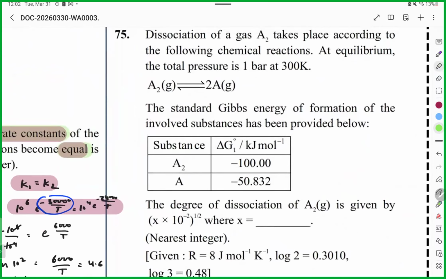Dissociation of a gas A2 takes place according to the chemical reaction and at equilibrium. This is the pressure, this is the temperature, A2 converted to 2A. Gives free energy for A2 is this, gives free energy for final product is this. Degree of dissociation you have to calculate. R value given, log 2 value given, log 3 value given.